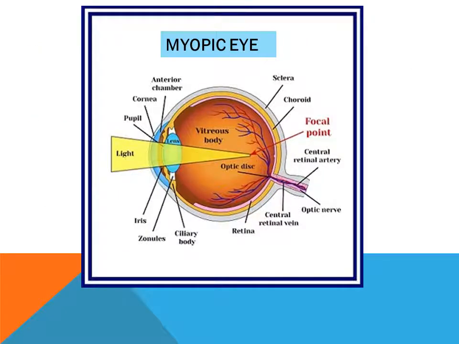This is an image of the myopic eye. You can see in the image that the light is falling in front of the retina, which is marked as the focal point. So it can be corrected by using a concave lens so that the image will fall directly onto the retina to be viewed clearly.